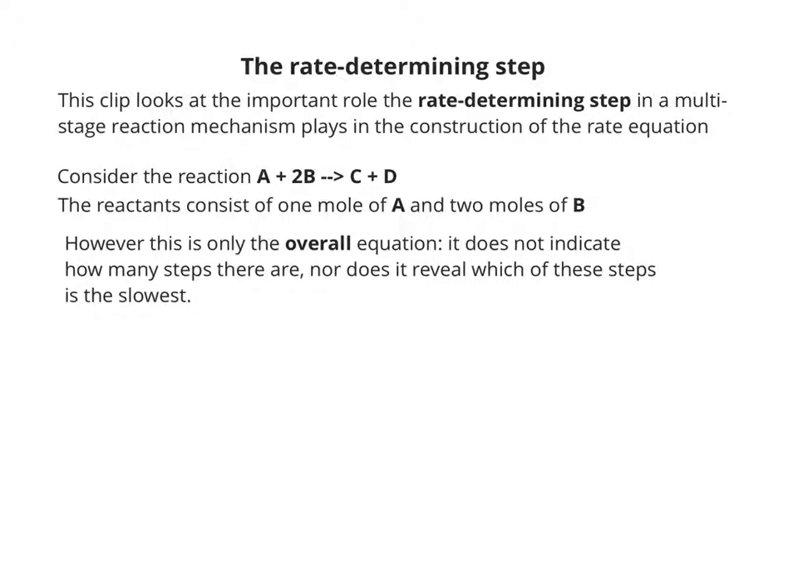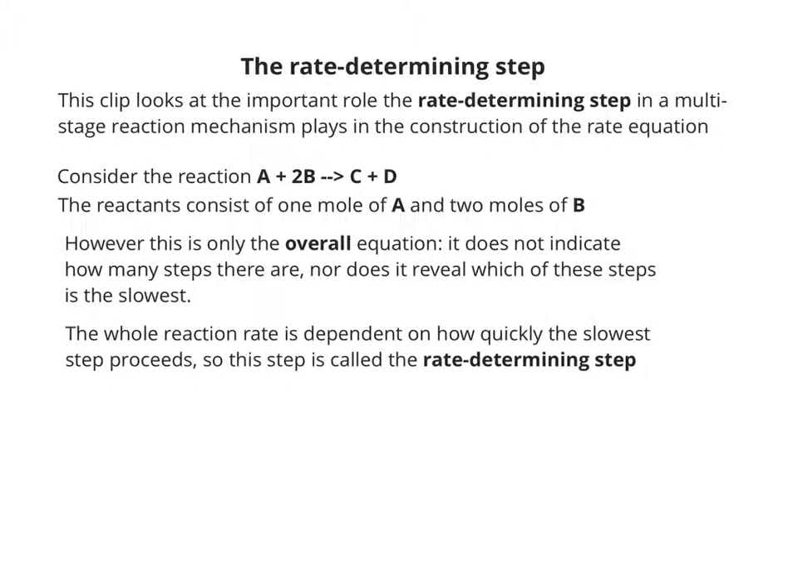But the problem with an overall equation is it's just that. It doesn't actually include the steps that might be present in the mechanism, or which of the steps is the slowest. So if we assume that the reaction proceeds by a series of steps, and one of them is slower than all the others, obviously it's this step that determines how quickly the whole reaction actually goes. So the slowest step is called the rate determining step.